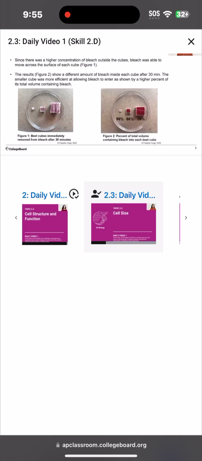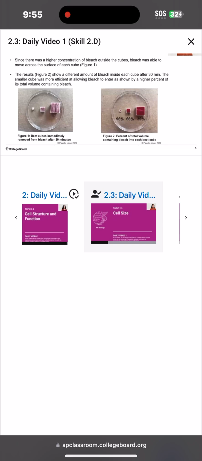So each cube had a different amount of bleach after the 30 minutes, and the smallest cube had 96% of its total volume containing the bleach, compared to only 39% of the larger cube containing the bleach. So the smaller cube was more efficient at allowing the bleach to enter, as shown by that higher percentage of its total volume that contained the bleach.